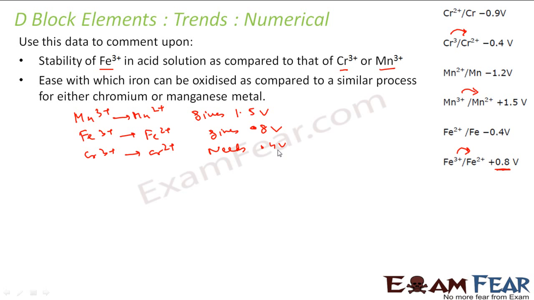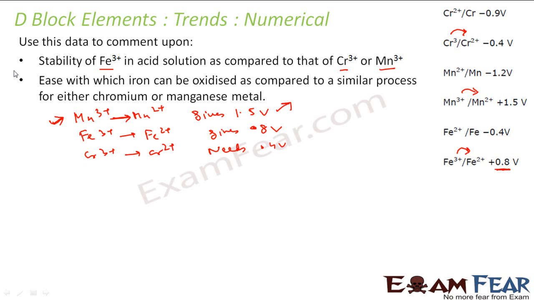In that case Mn3+ is not stable. Why? Because the moment you have Mn3+, it will try to convert into Mn2+ on its own and give this much energy. But Cr3+ is stable because to convert Cr3+ to Cr2+, you actually need this much energy. So we can say that Fe3+ is more stable than Mn3+, but it is less stable than Cr3+. First part is done.